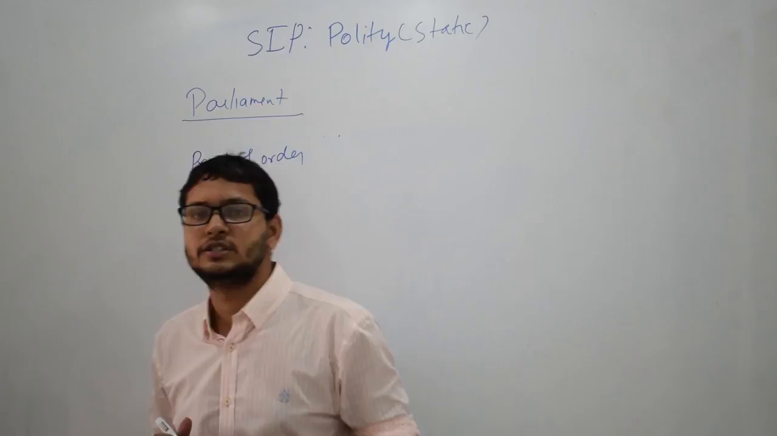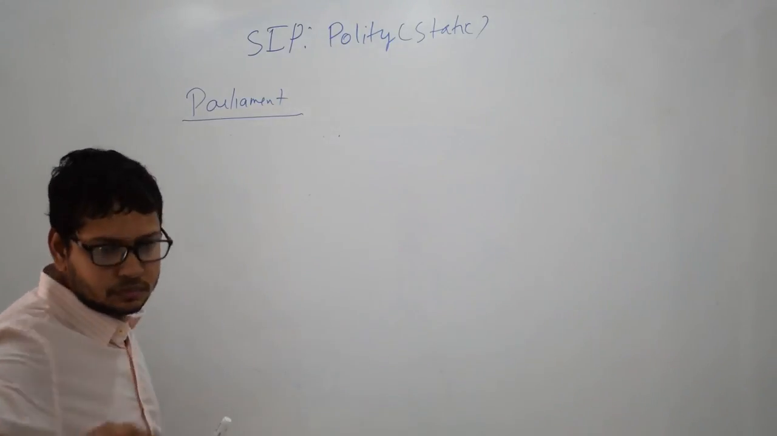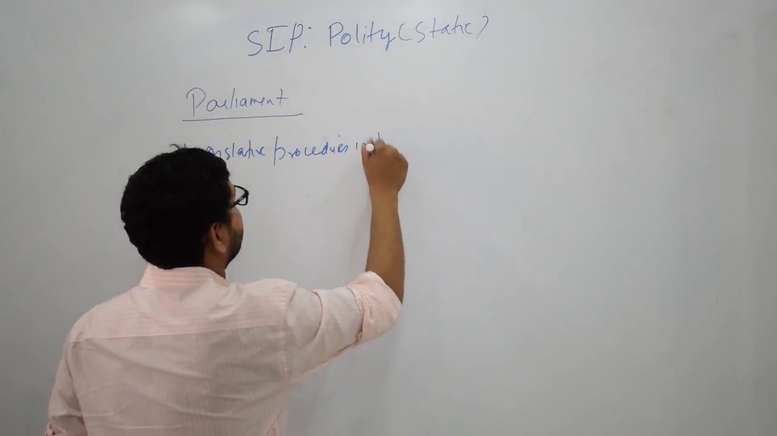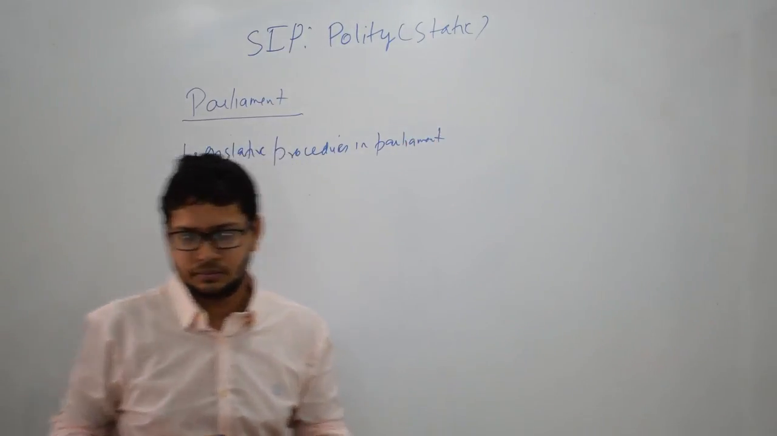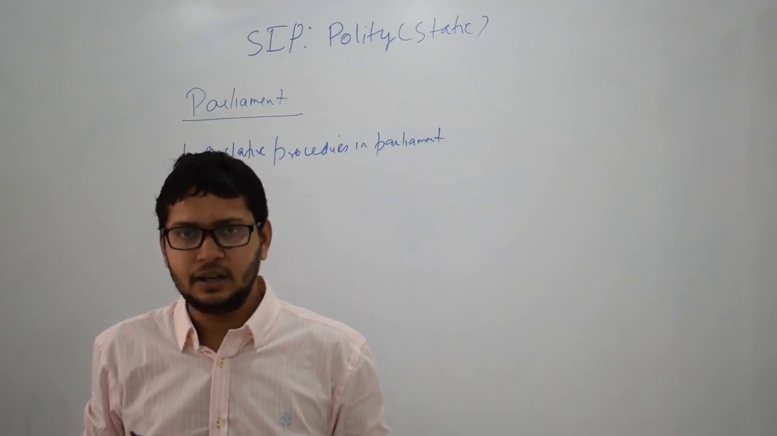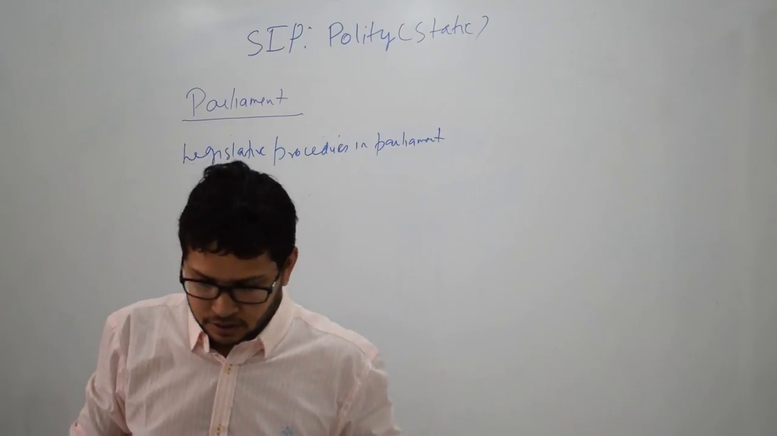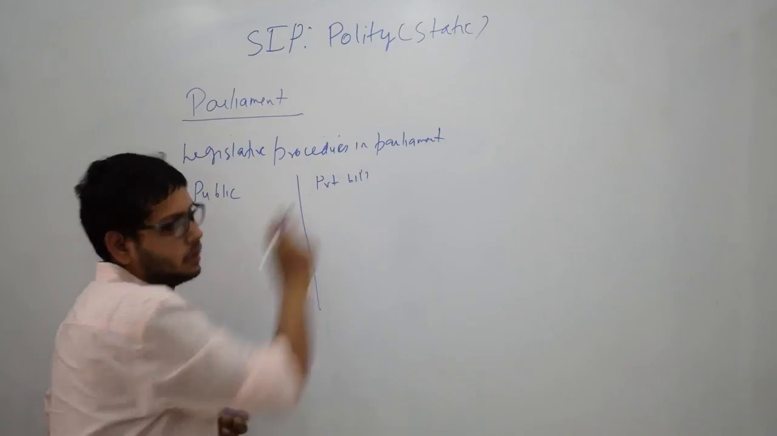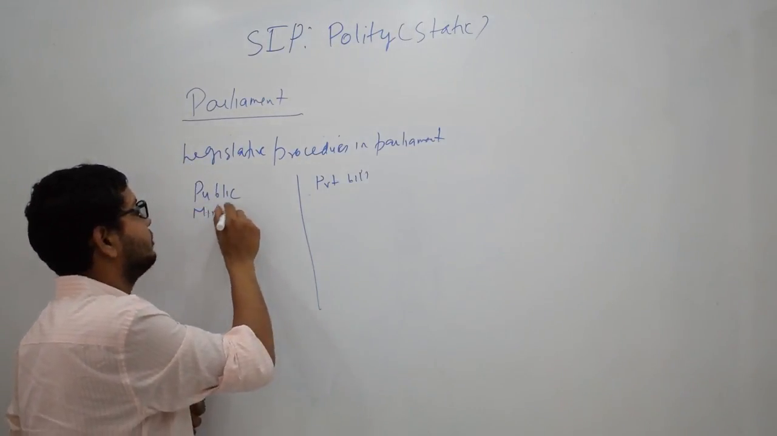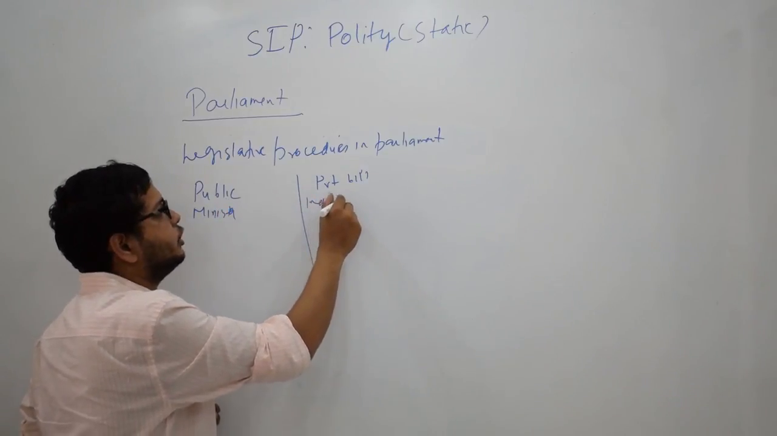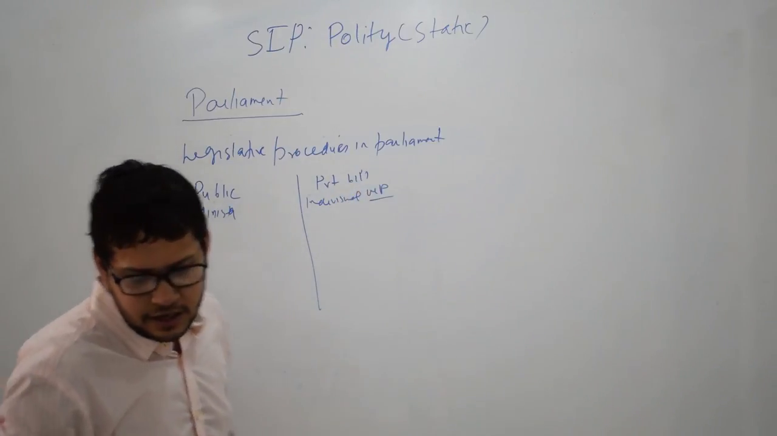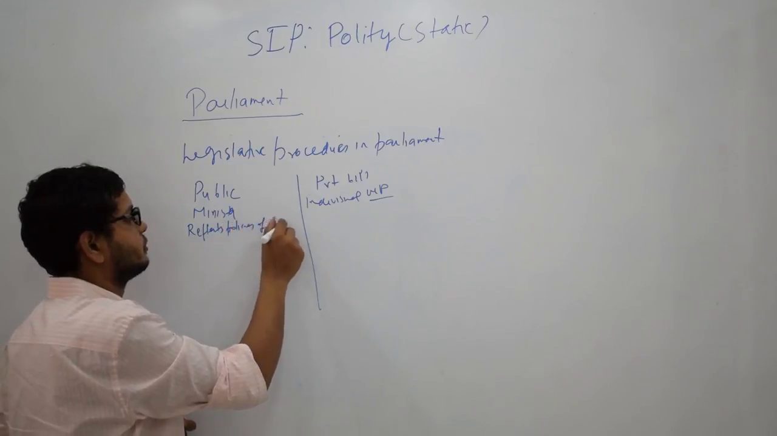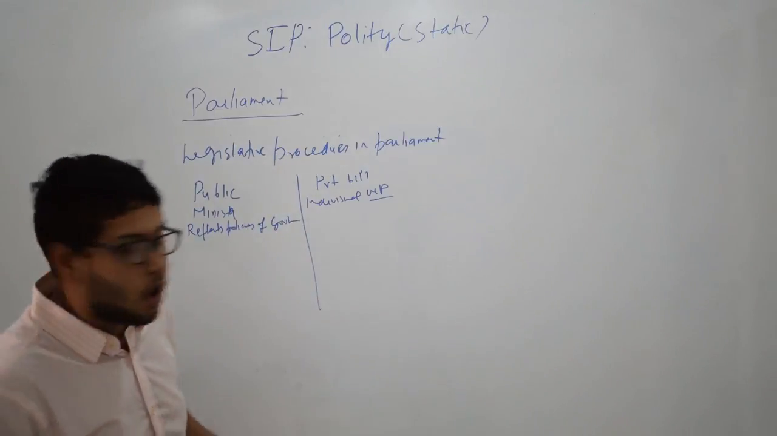Next is legislative procedures in parliament. The legislative procedure is identical in both houses of parliament, whether it's Lok Sabha or Rajya Sabha. Before we go there, we have to discuss the difference between public and private bill. A public bill is introduced by the minister or the government. A private bill is given by an individual MP, usually from the opposition side. Secondly, a public bill reflects the policies of the government. In the second case, it reflects the stand of the opposition party.